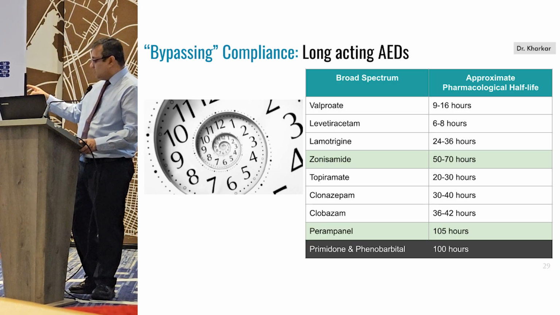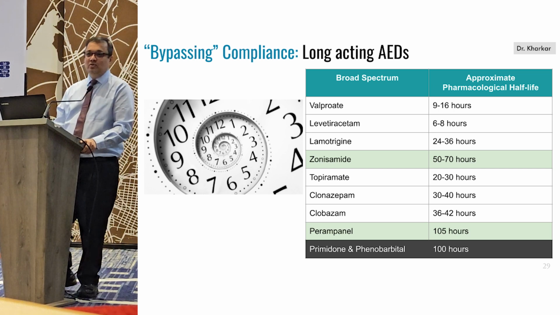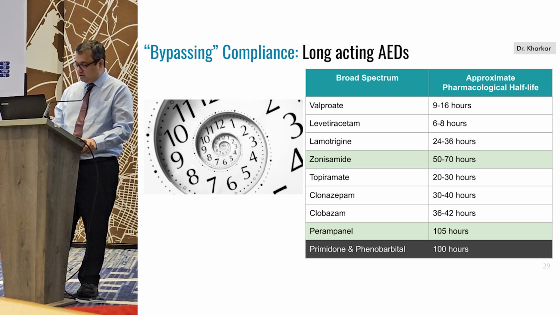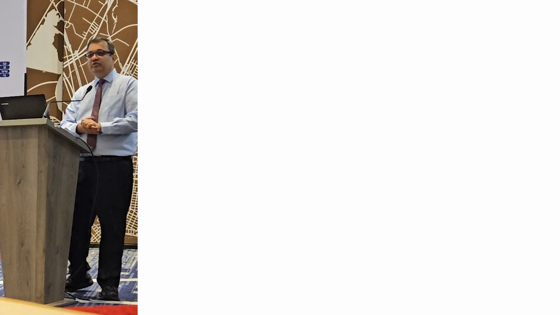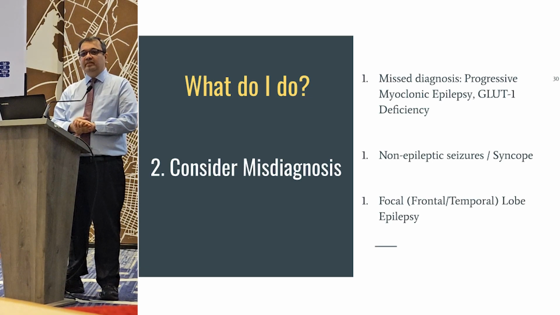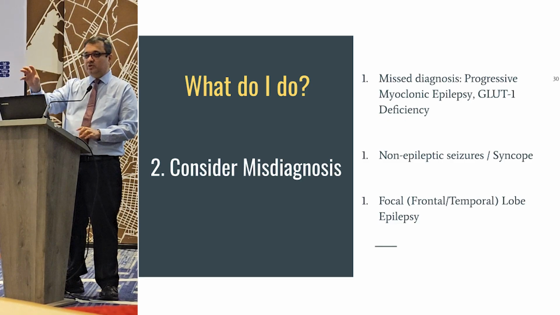Primidone and phenobarbital are to be reserved for your NAEs. Don't give them, unless you really don't like a patient, perhaps. Second thing, if you try these medications, you should be considering this diagnosis. Have I diagnosed this person properly?